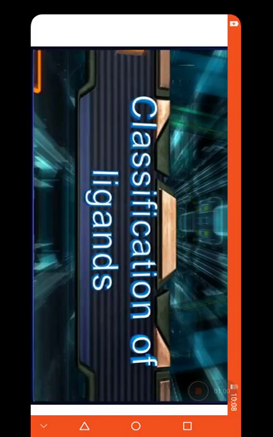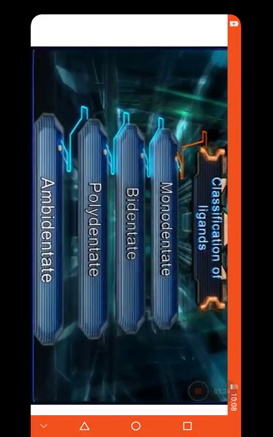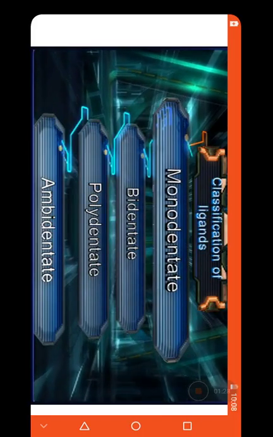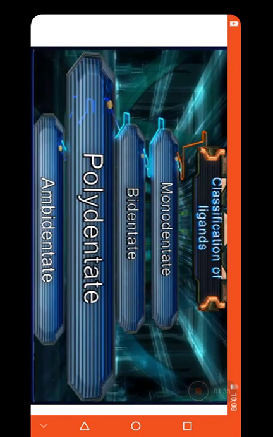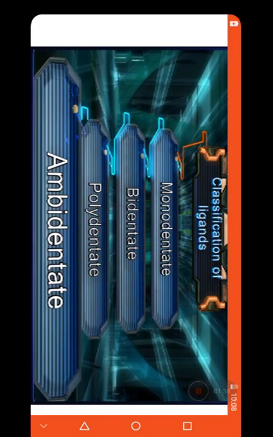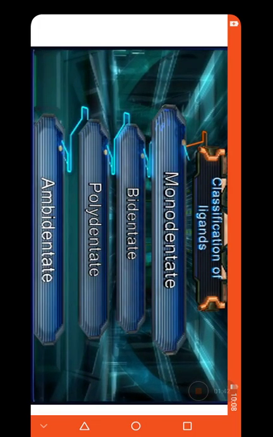On the basis of the number of donor atoms present in a ligand, they are classified as monodentate, bidentate, polydentate, and ambidentate ligands. Monodentate ligands.